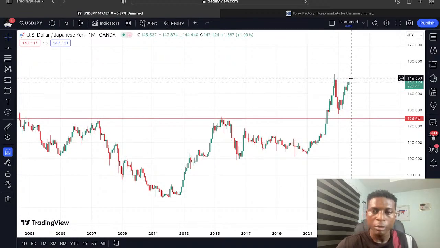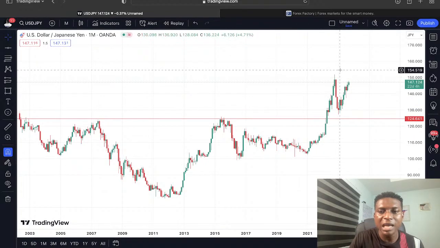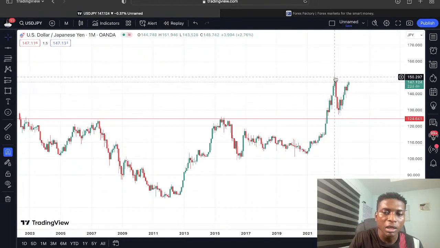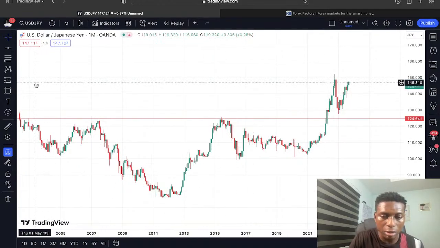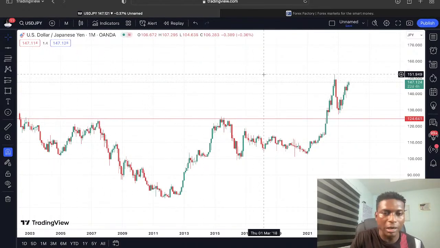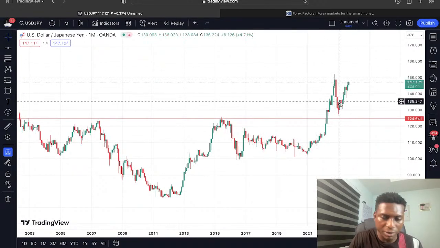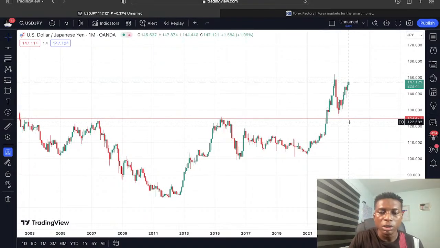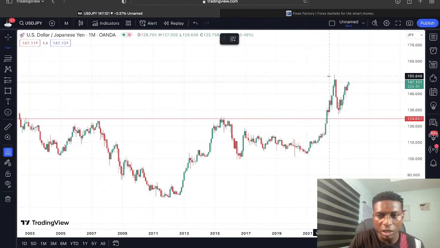Now, one interesting thing you should also note is that price came to a level in 2022, a level it had never been in almost 10 years. Price came to a level it had never been. And that's why we see that when price came to that level, it fell. Now, in 2023, currently as we speak, price is going to test that same level.